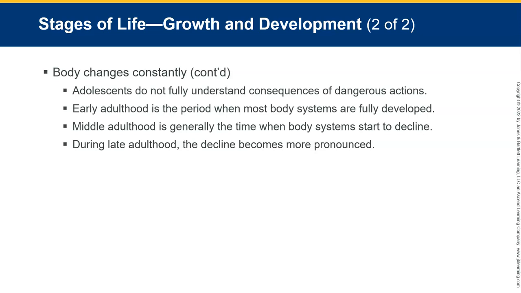And now let's talk about early adulthood. So we're thinking 20 to, let's just say, 40 years. That's when most body systems are fully developed. So 20 to 40 years, most of these body systems are going to be fully developed and everything working optimally, hopefully. And then middle adulthood, 41 to 60, is generally the time when the body systems start to decline. Right? We kind of reached the peak. Think about the mountain. We climbed the mountain. We got to the top of the mountain.